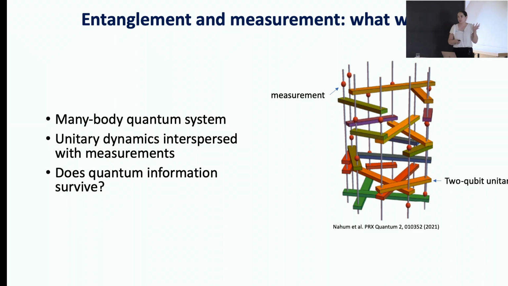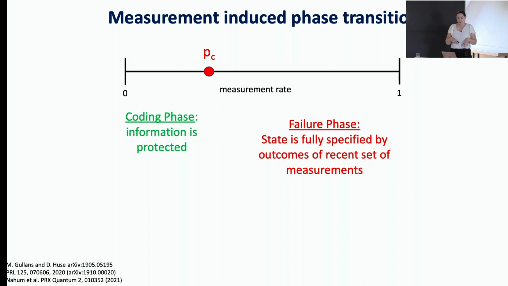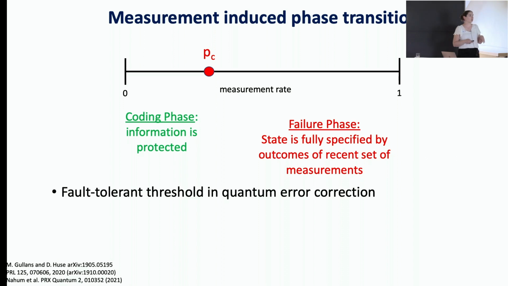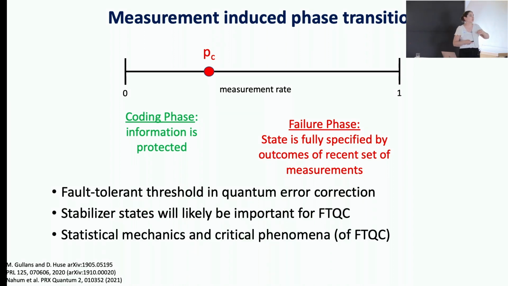Okay, so we're familiar with this picture by now, right? We're interested in this question: when I have a many-body quantum system with unitary dynamics, but with measurements interspersed, what wins? Does the quantum information survive these types of dynamics? We're basically interested in observing, can we see the coding phase, where we have a low measurement rate and information is protected, versus the failure phase, where the measurement rate is high? There are, of course, lots of reasons we're interested in these, and I'm thankful that I don't have to motivate this to this crowd.